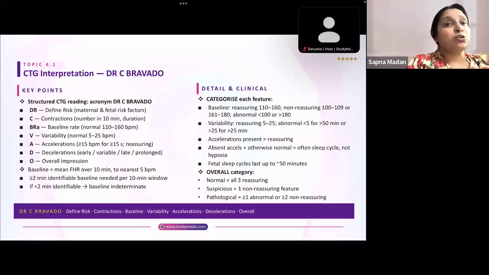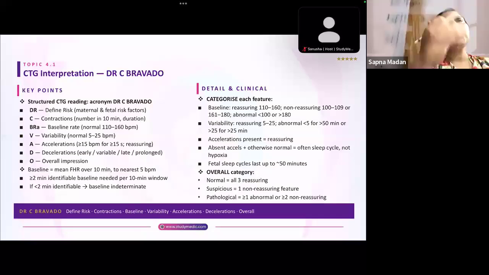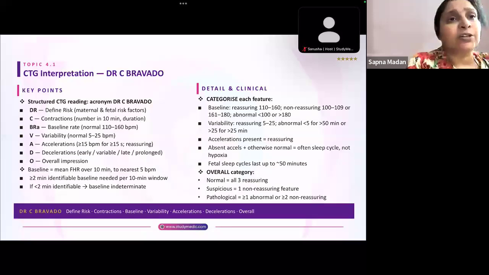Suppose there is no 2-minute period, whether it is continuous or discontinuous. Okay, so it might be 1 minute here, 1 minute there. In between, there will be an acceleration or a deceleration or whatever. So you have to have a 2-minute period at least to be able to know what is the baseline rate. If you do not have that, then the baseline becomes indeterminate.